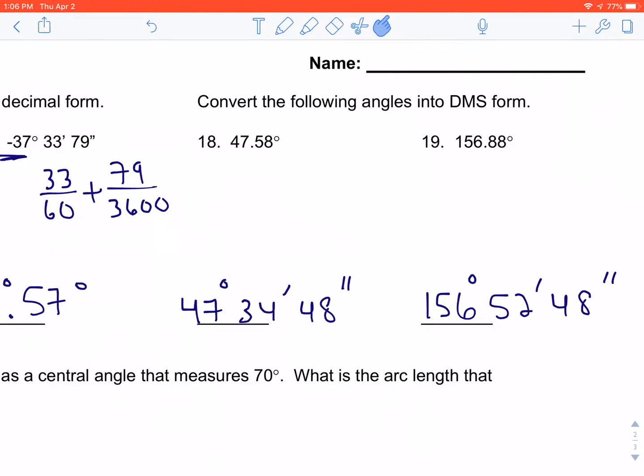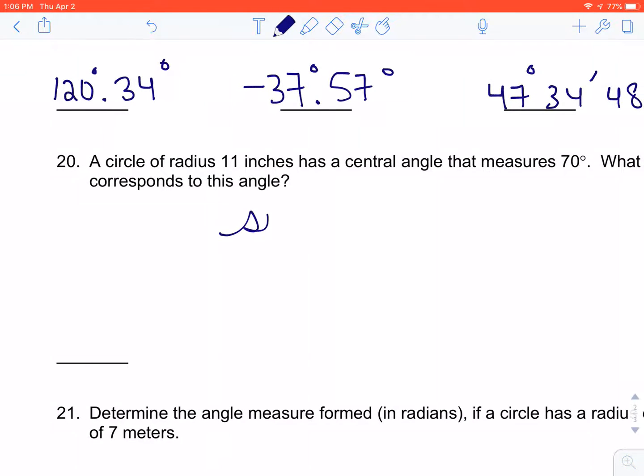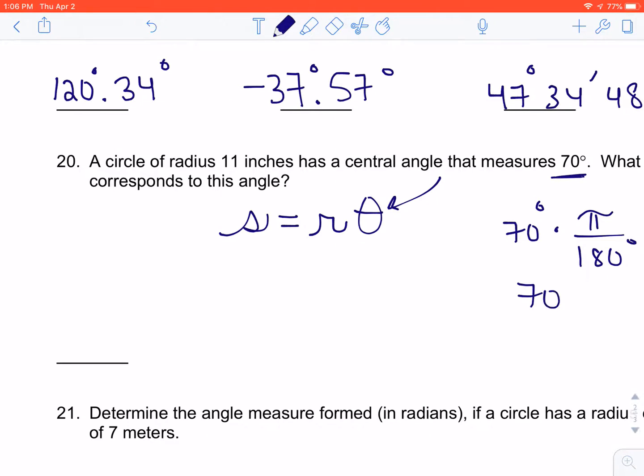Okay, for the last 3, in each case you're going to use s equals r theta. The key to this formula, however, is theta has to be in radians. So if they give me 70 degrees, it is not in radians. So I definitely need to put it in radians before I put it in the formula. So that's 7 pi over 18.